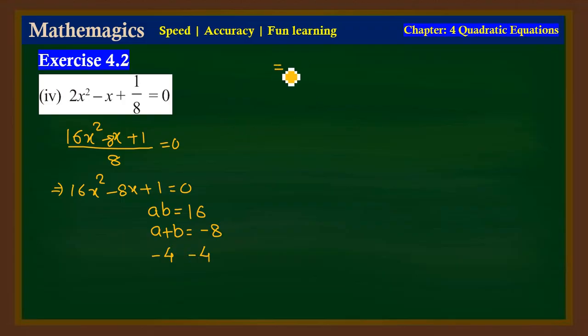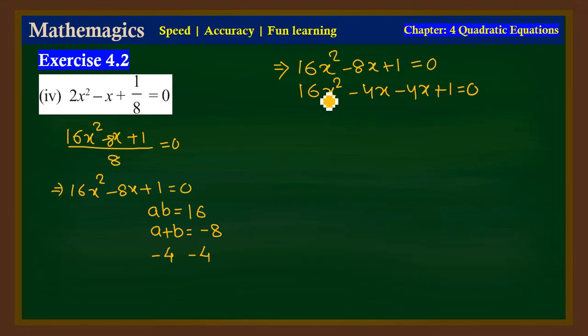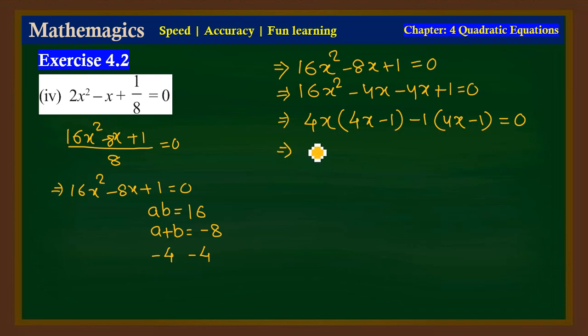So let me write that equation once again, that is 16x square minus 8x plus 1 is equal to 0. So here 16x square minus 4x minus 4x. I have broken the middle term. Now plus 1 is equal to 0. So here, from both the cases I am going to take common 4x. So here it will become 4x minus 1. From here, minus 1 only can be taken common. That's why it will become 4x minus 1 is equal to 0. So here I will be taking common 4x minus 1. Then the remaining part is again 4x minus 1 is equal to 0.